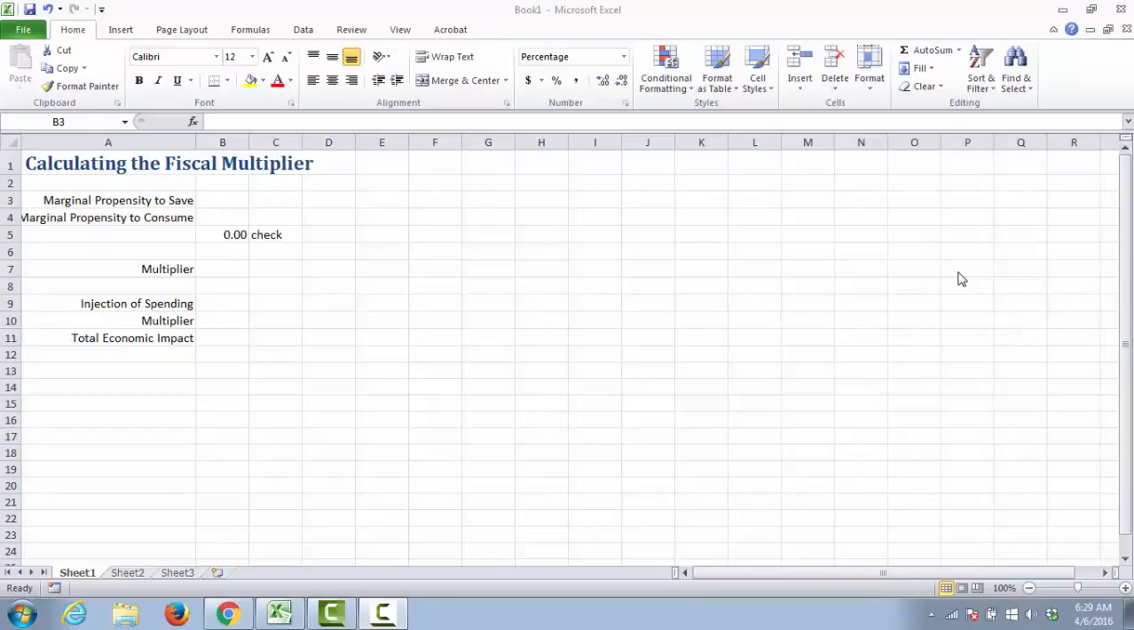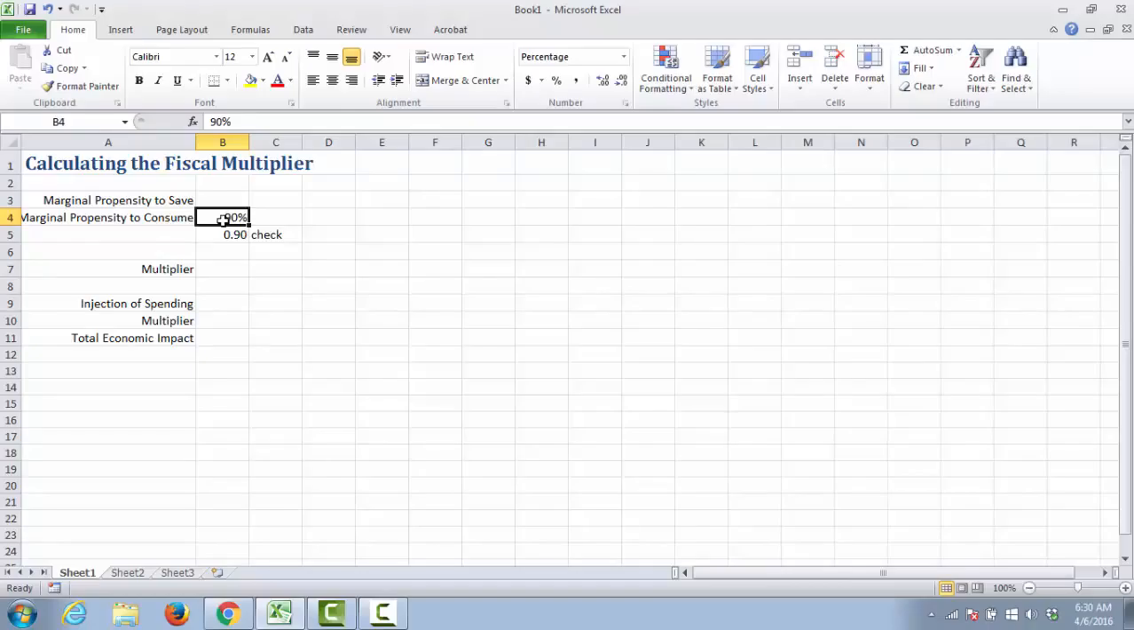I'm going to show you an example of calculating the fiscal multiplier. So let's take an example of an economy that has a marginal propensity to consume of 0.9. Oh, by the way, I've got this formatted to present it in the form of a percent.